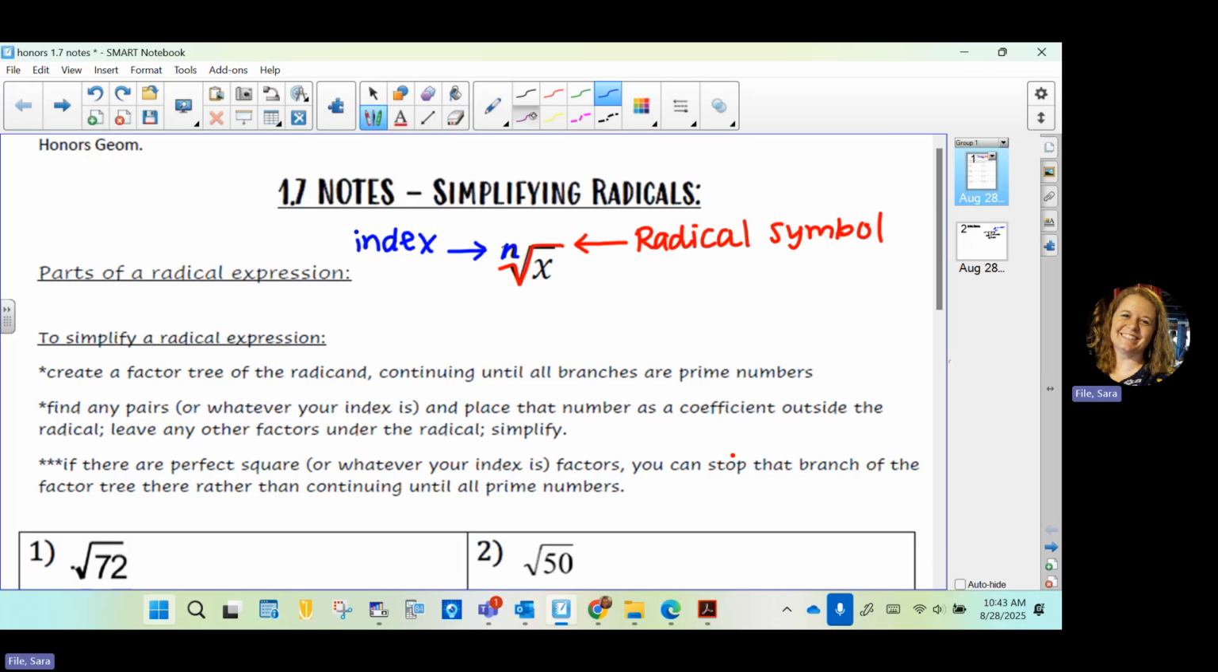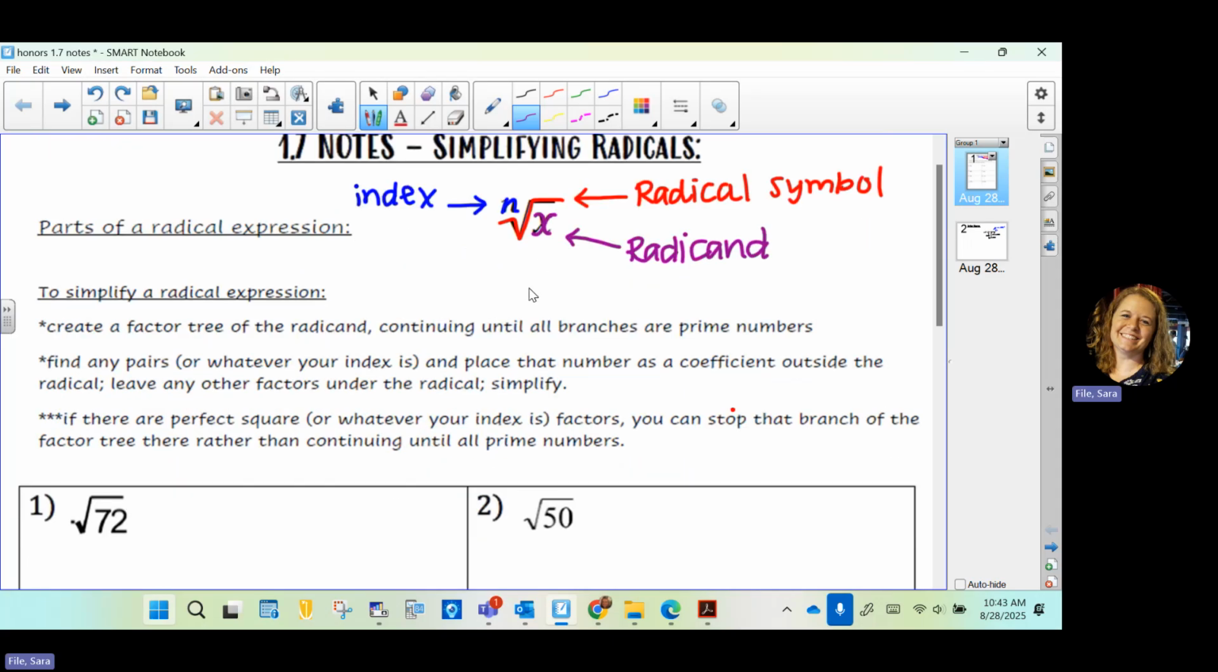Okay, now what is under the radical symbol, in this case x, that is called your radicand. Radicand. Okay, that's what's under the radical. So now when I say index, radical, radicand, you'll know what I'm talking about. You'll often refer to radicals as the root. So you'll hear me say root. That's the same thing as radical here.